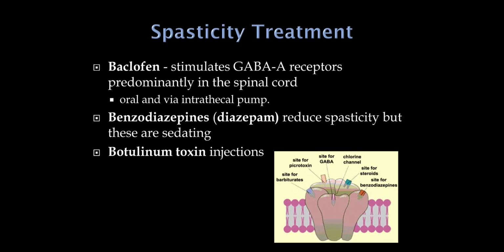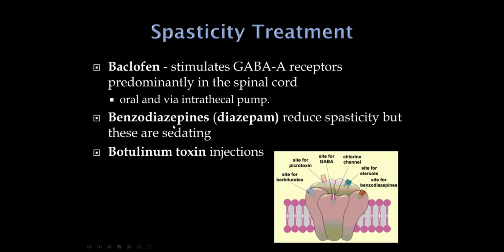It's a medication that stimulates GABA-B receptors in the spinal cord. Remember that GABA is an inhibitory neurotransmitter, and so having that additional inhibition in the spinal cord tends to quiet down neurons that are overactive, causing the spasticity. So this can be given orally, and in severe cases we can put in what's called an intrathecal pump, where the baclofen is delivered right into the cerebrospinal fluid.